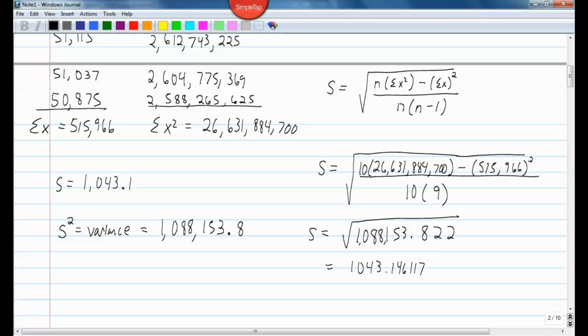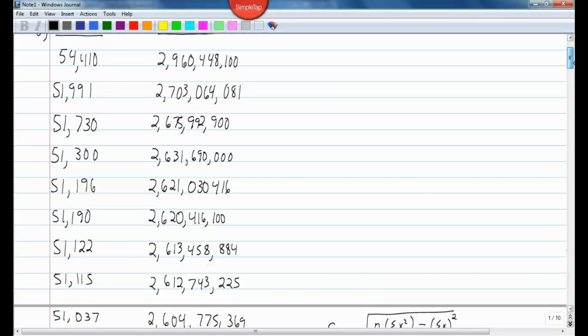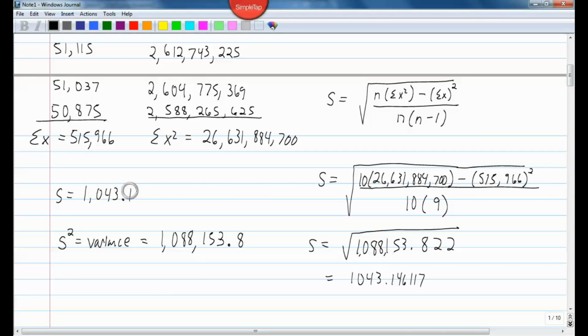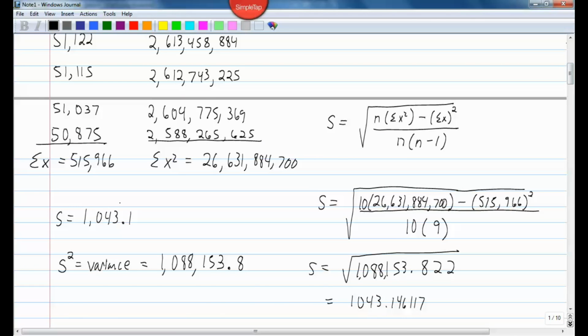Okay. So what does this standard deviation tell me? It tells me that this is the amount that my data items, my tuitions, will vary about the mean of the tuitions. Since this number, in terms of these tuition amounts, is pretty small compared to the amounts that we're looking at, that means that they only vary about $1,043.10 about the mean.